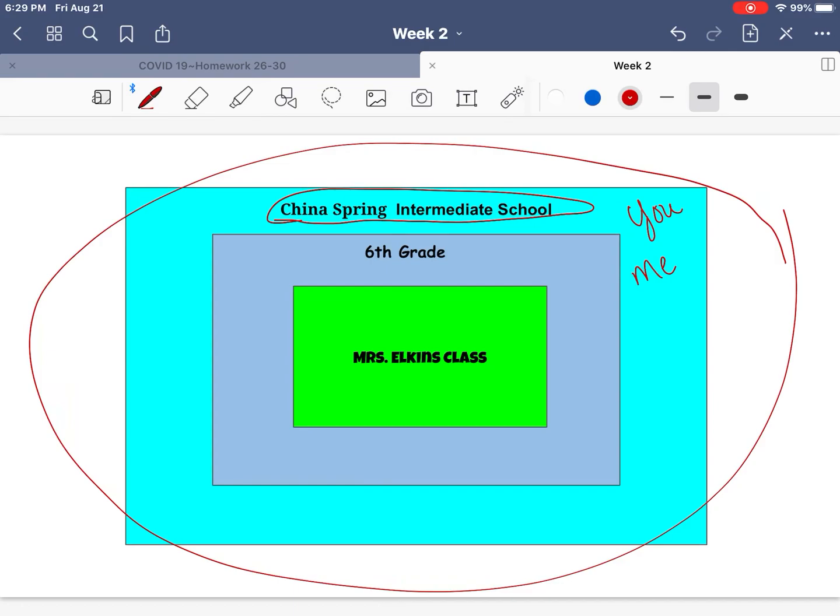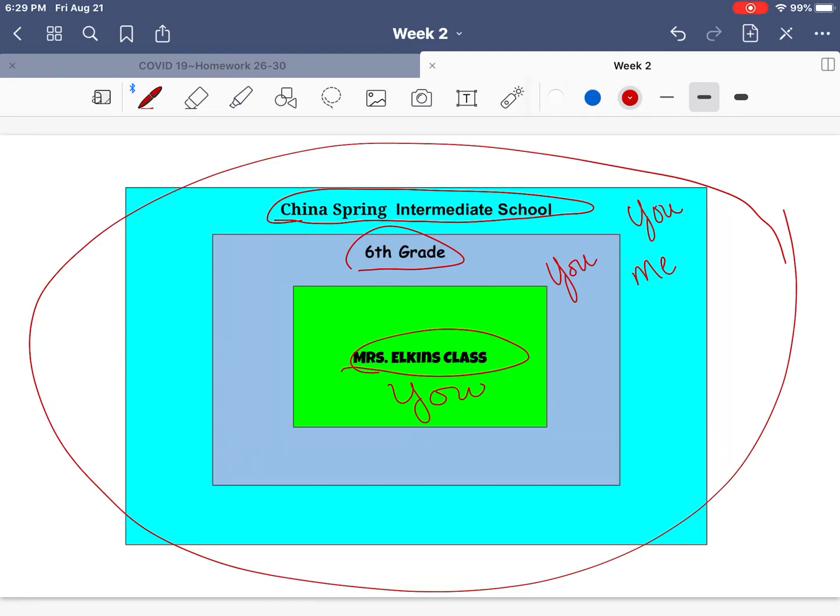However, you are in 6th grade, so you could fit inside the purple box that's labeled 6th grade. Even more so, you're in my class, so you could fit all the way down into the green rectangle as a member of my class. Even though you're not here with me, I still think of you as in my class.